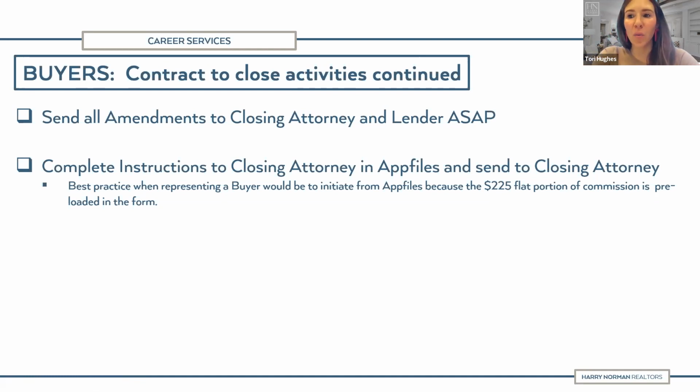So this is where you're going to put the percentage of commission. And if there is going to be a 225 flat portion of commission collected from the buyer, that's going to go on there also. I always say it's best practice, especially when you're representing the buyer, because we charge that 225 flat portion, for you to initiate the instructions to closing attorney versus having the seller's agent initiate that, because in app files, we have the 225 pre-printed on our instructions to closing attorney, and that'll help you not forget to include that.